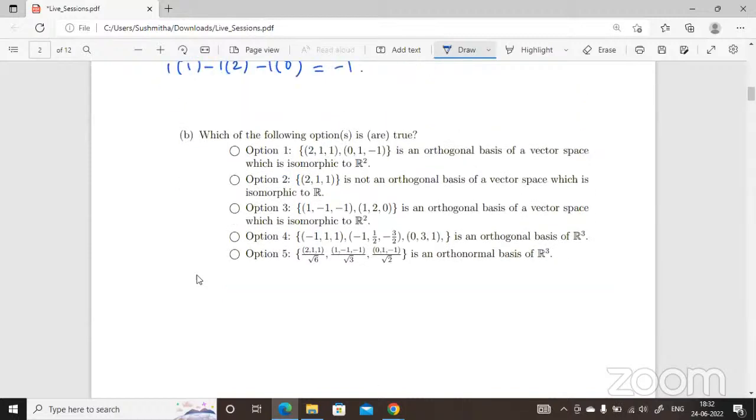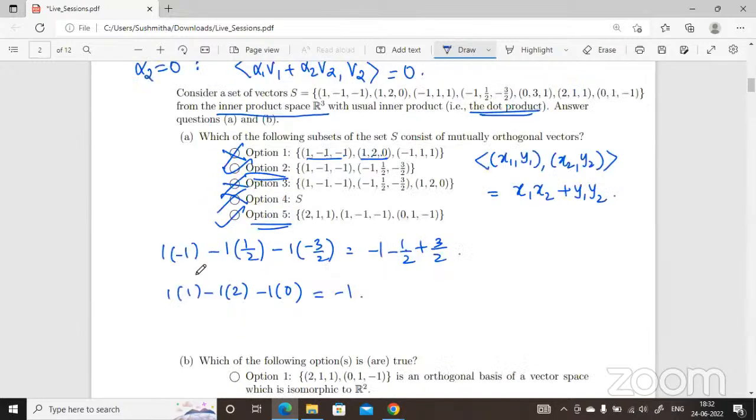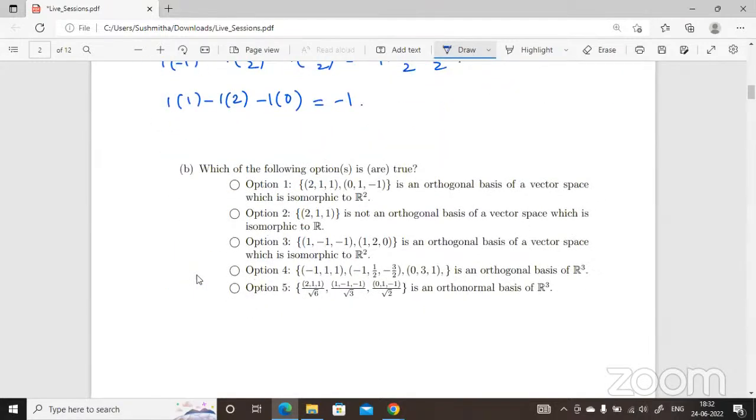So continuing, we have that set S which has 7 elements and all that. Okay, fine. So here now we have certain options. This is related to orthogonal basis and orthonormal basis. So first of all, this one, (2, 1, 1), (0, 1, -1), is an orthogonal basis of a vector space which is isomorphic to R2. A lot of concepts are involved here.